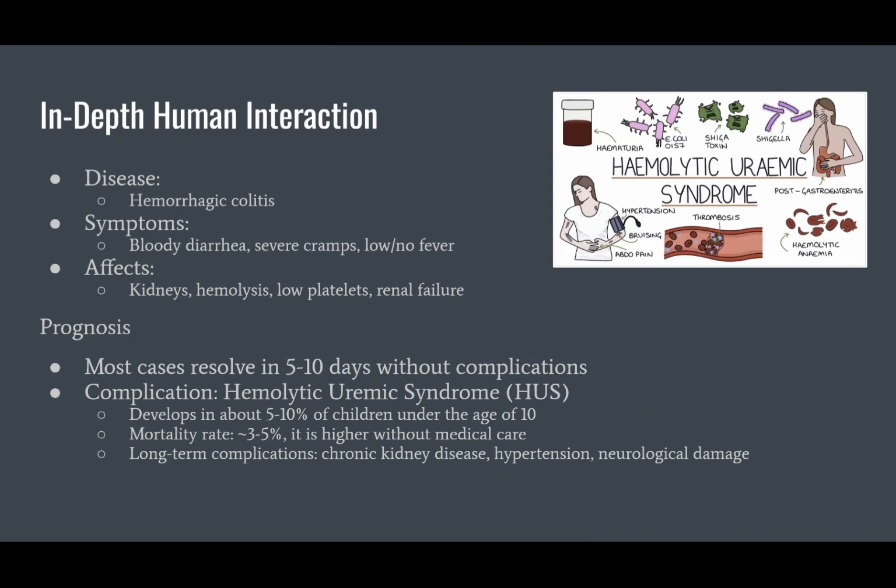This causes a disease known as hemorrhagic colitis. This infection begins with severe abdominal cramps and watery diarrhea. Unlike many bacterial infections, it typically does not cause a high fever. The prognosis is good for most healthy adults, with full recovery in 5 to 10 days. A serious complication is hemolytic uremic syndrome, known as HUS, which occurs mostly in children and the elderly. HUS affects the kidneys and causes red blood cell destruction, low platelet counts, and acute kidney failure. It can be life-threatening.